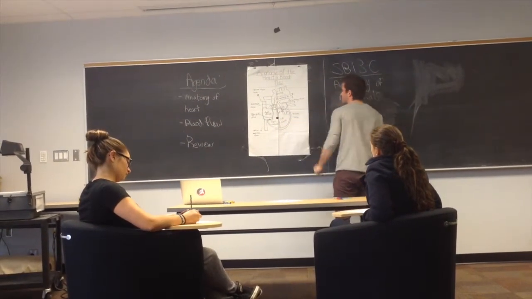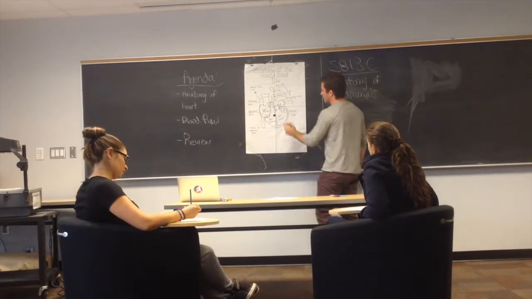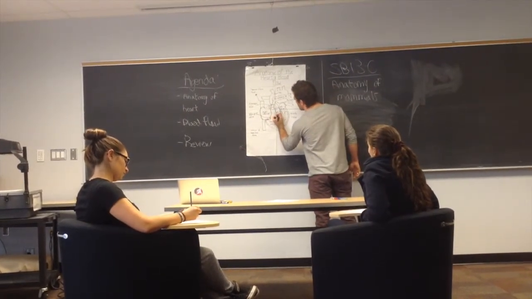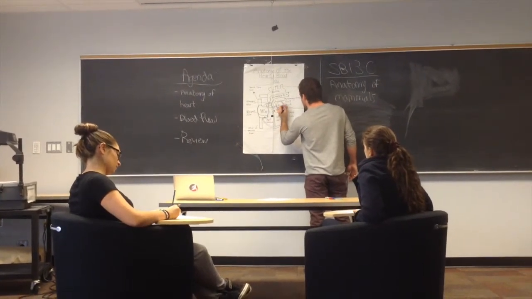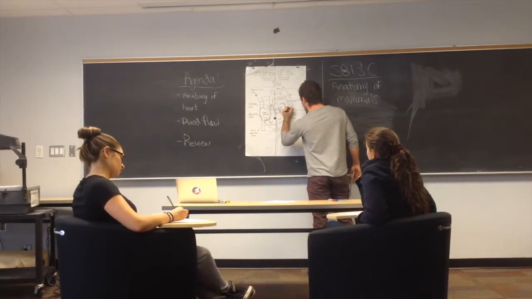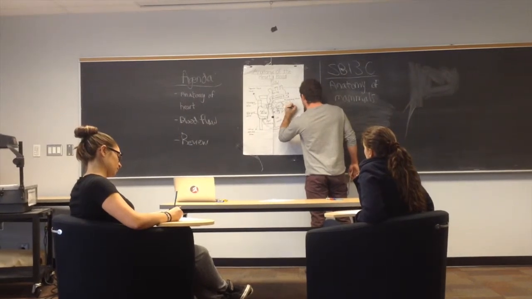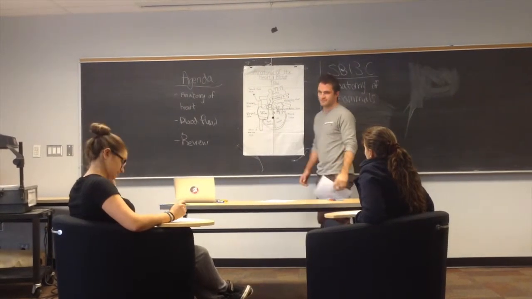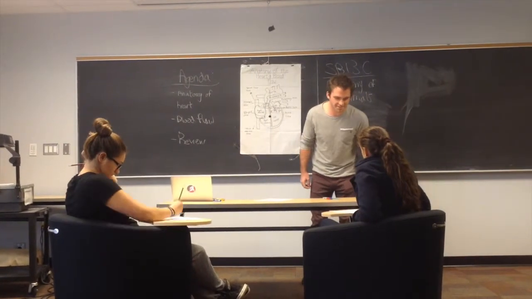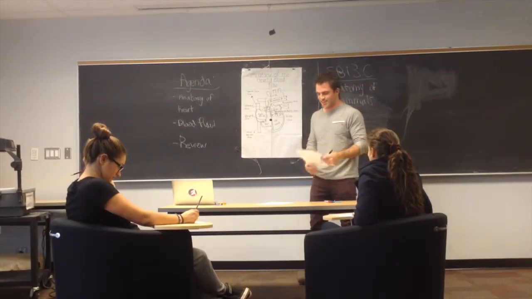And that is the valve between the left atrium and the left ventricle. And last but not least, the aortic valve, as you can tell, is between the aorta and the left ventricle. How are we doing with our fillings? I finished. So far, so good?